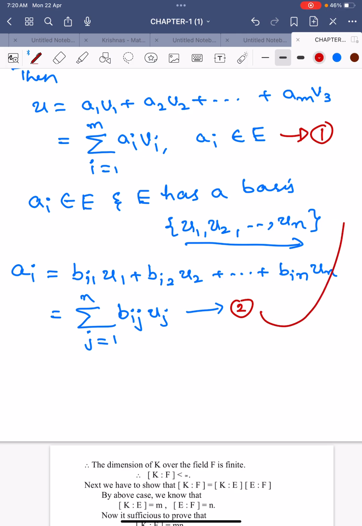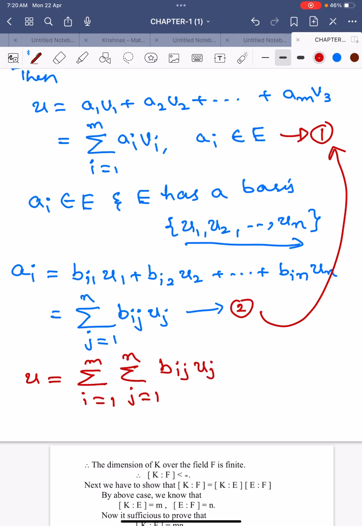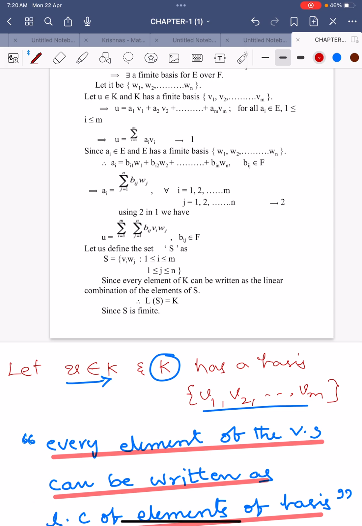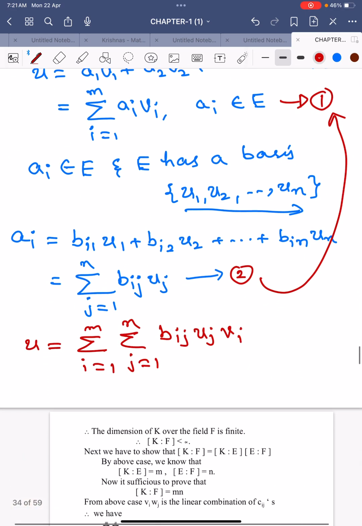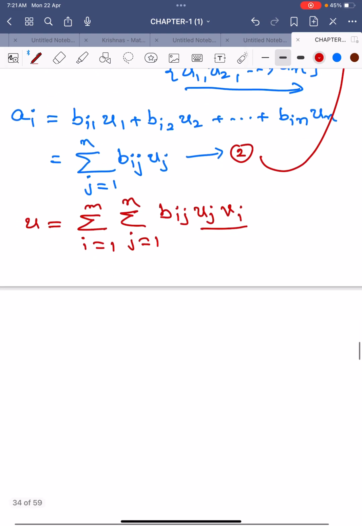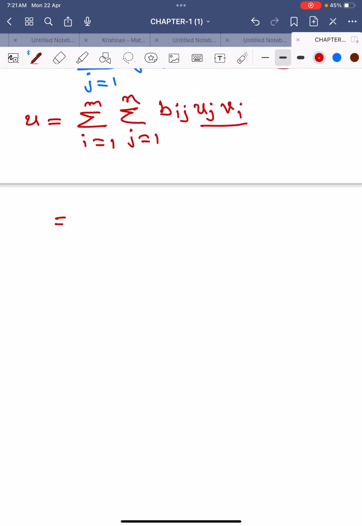Now using equation 2 in equation 1, what do you get? u is equal to summation over i equals 1 to m, summation over j equals 1 to n of bij Uj into Vi. Now you clearly observe that the vector u belonging to K can be written as a linear combination of the elements ui's and vi's, that is, of the products uj vi.